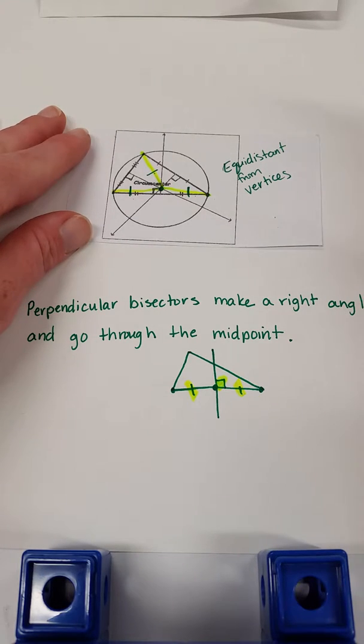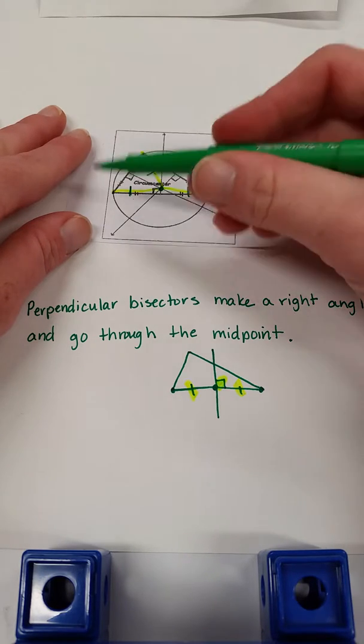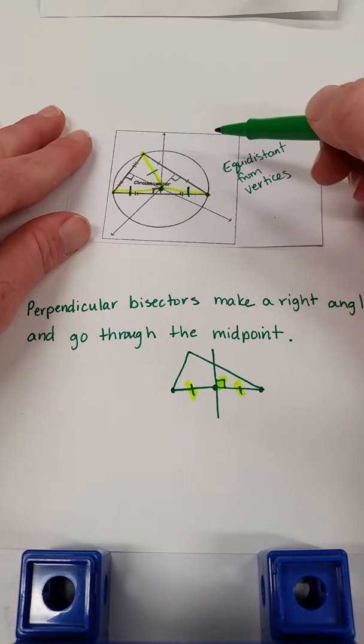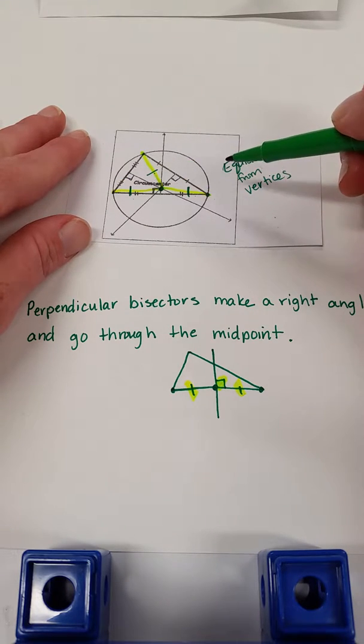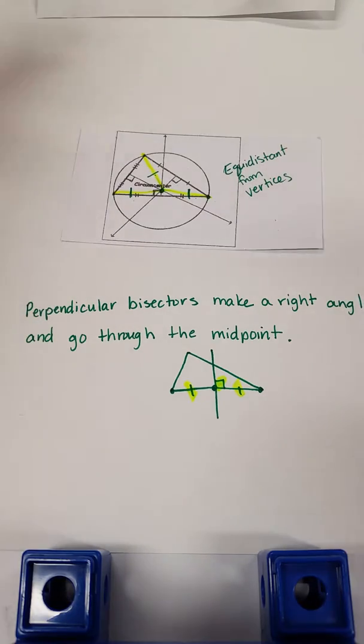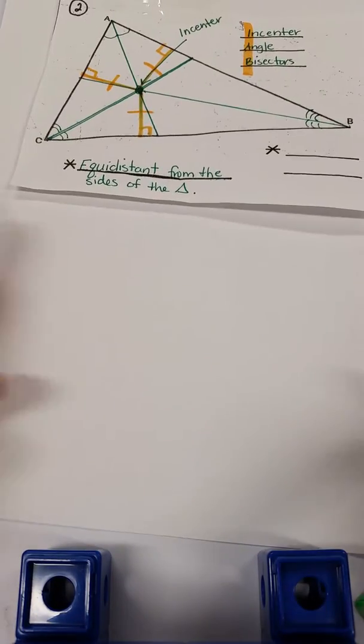So if you see a triangle with a circle on the outside, that is showing you the circumcenter, because the circle is showing it's equidistant from the vertices. Okay? All right, now pick up or go to page 58, where you have your incenter.